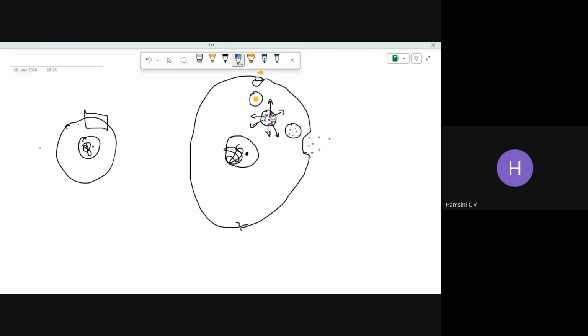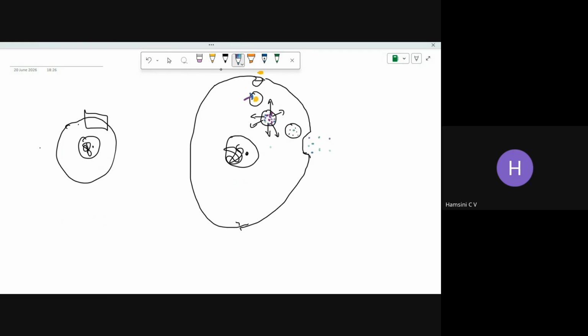So the particle is taken inside by the plasma membrane, forming a vesicle. It is digested by the enzymes which are there in the cytoplasm, which move inside and digest it like this, and the digested food is taken inside by the cytoplasm, and the waste is thrown out like this. Here you have two processes.